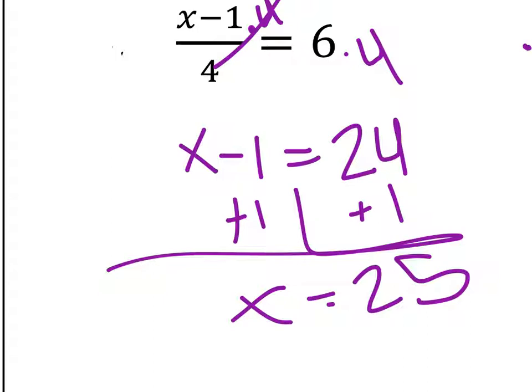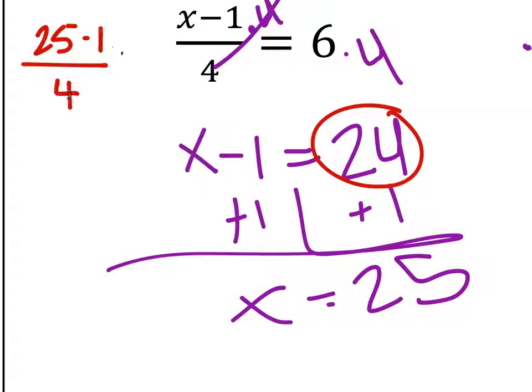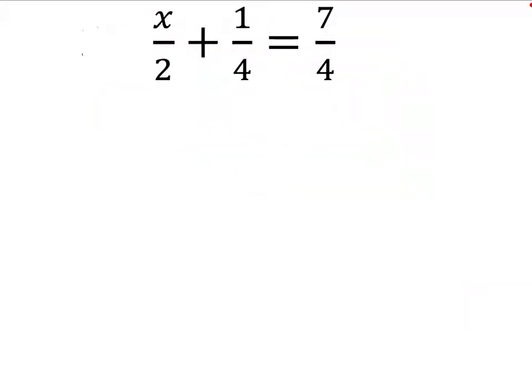Yep. Excellent. Well, let's check real quick, okay, because we can do this one pretty quick, right? You got 25 minus 1 would give us the 24, which is kind of what this was showing. And then if we divide that by 4, we do get 6. Bam, checks off. All right.